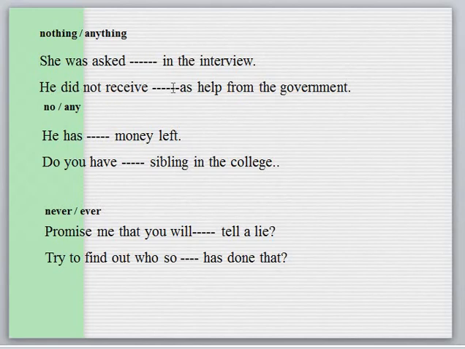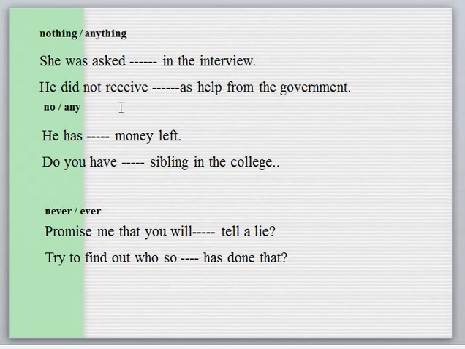He did not receive dash as help from the government. The word should be government, but actually N is not pronounced and it is pronounced as government. So he did not receive anything as help from the government.